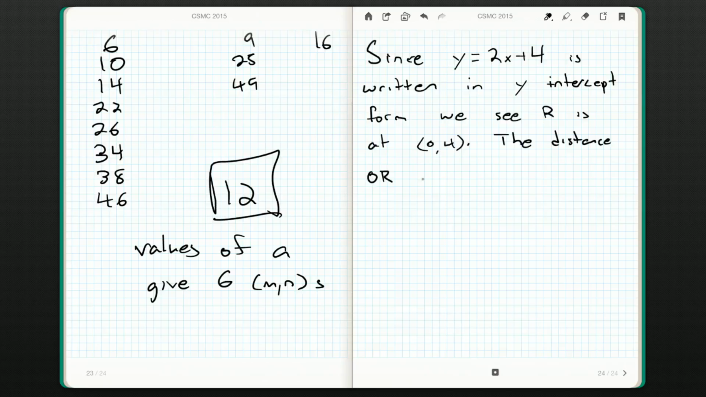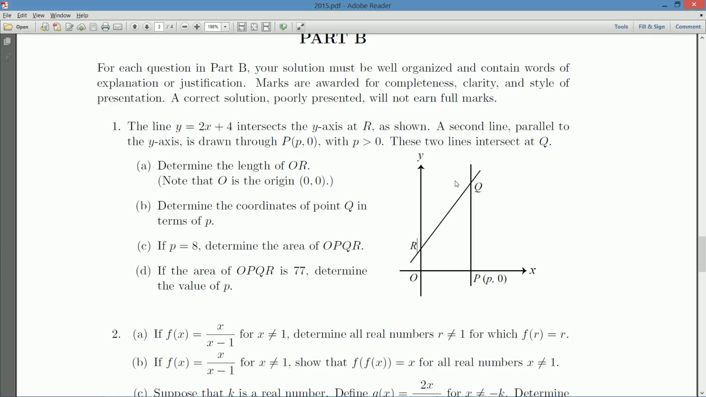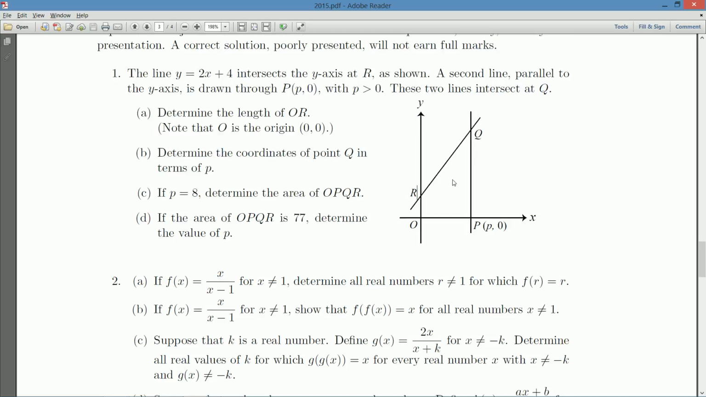The distance OR is then just the y-coordinate, 4. So that would be our final answer for part A. We've explained it. We know what the coordinates of R are, and that's likely what they're looking for. And it's just the difference in the y-coordinates, but the origin has no y-coordinates. It's just 0. Okay. So that was A.